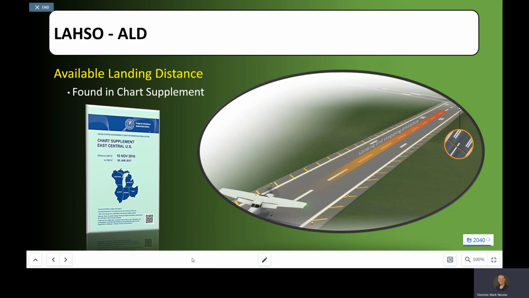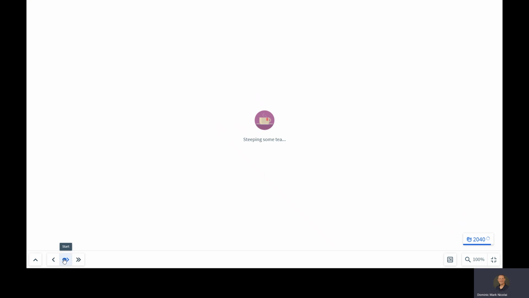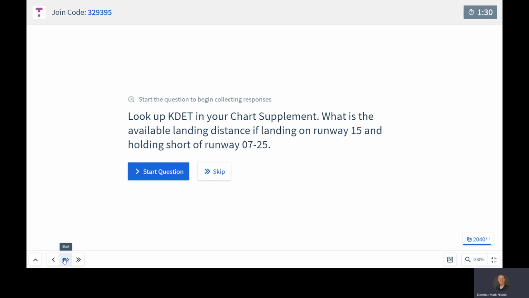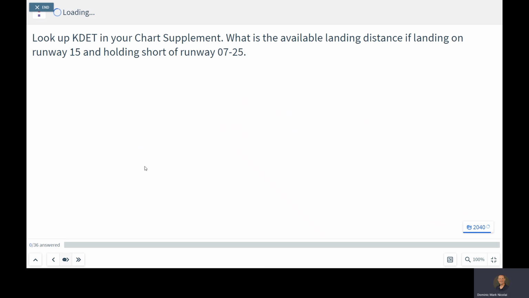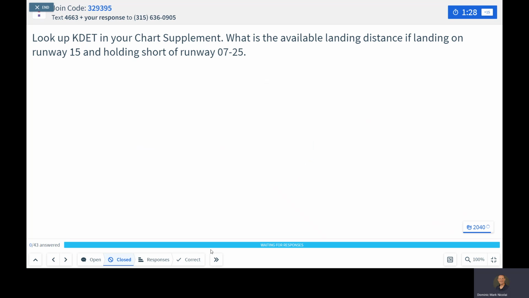So we're going to do a top hat question here. And we're going to actually look up available landing distance at an airport. So pull up your chart supplement for Detroit, Coleman Young Airport, Delta Echo Tango airport. Available landing distance if you're landing on runway 15, holding short of runway 7/25.